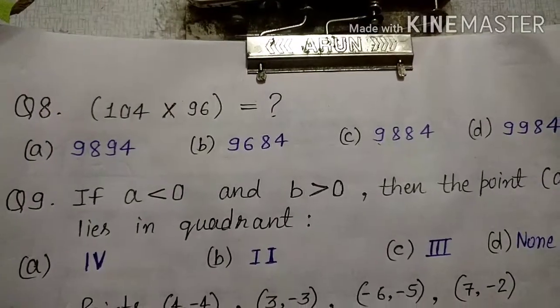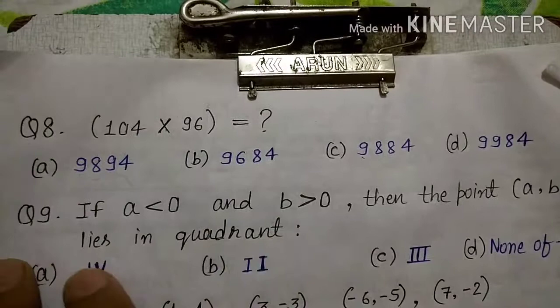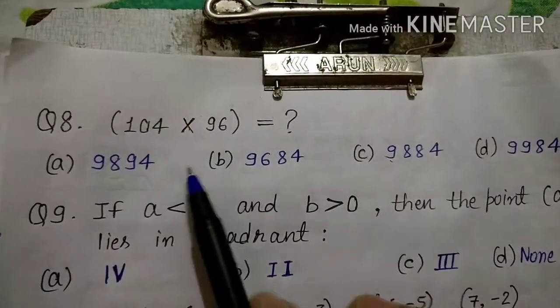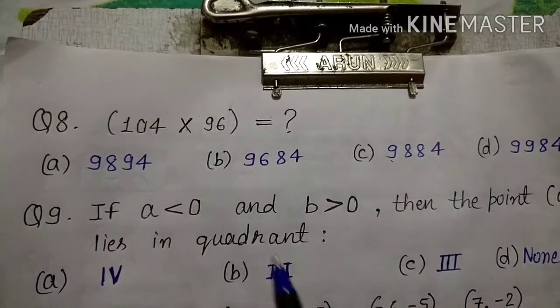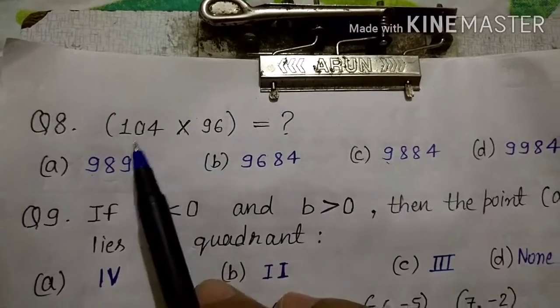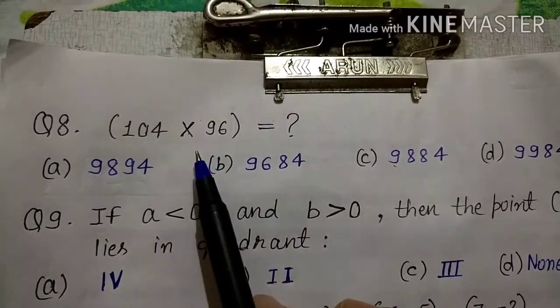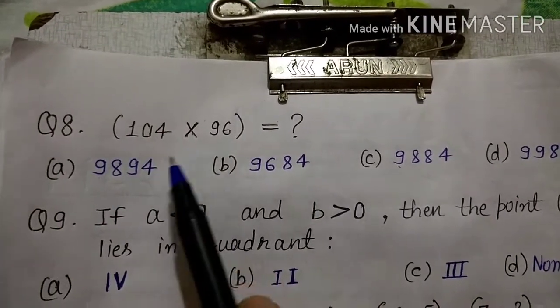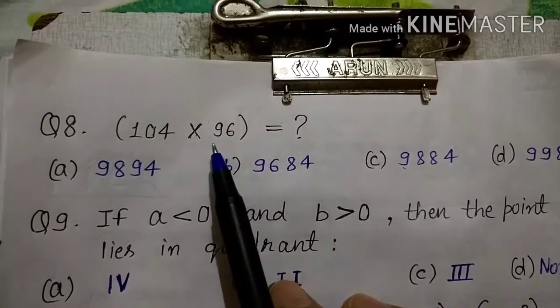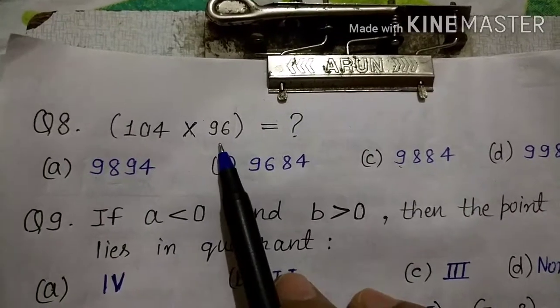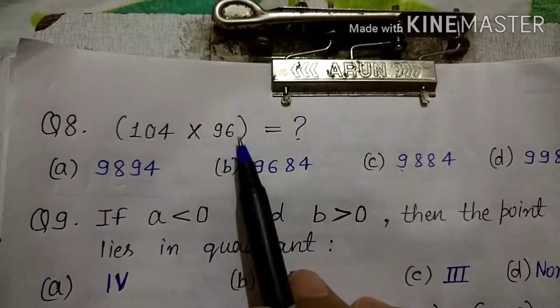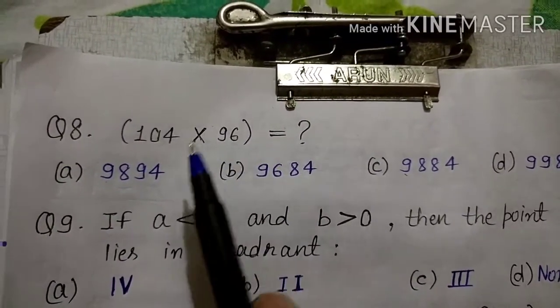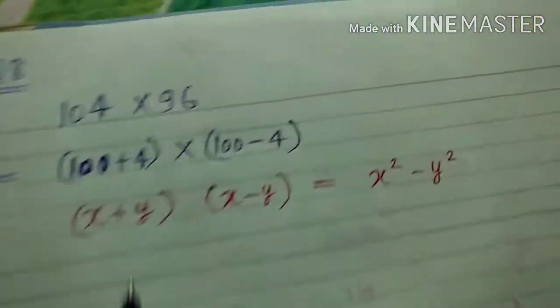Now question number 8 says: 104 multiplied by 96 equals to what? Here we have to use again the identities which we learned in algebraic identities. 104 into 96: how can we write 104 in another way? We can write it as 100 plus 4. And how can we write 96 so that we get a common value? 100 minus 4. If we write 100 minus 4, 96 will come and we get the common number too.